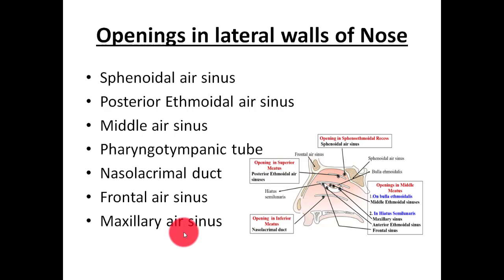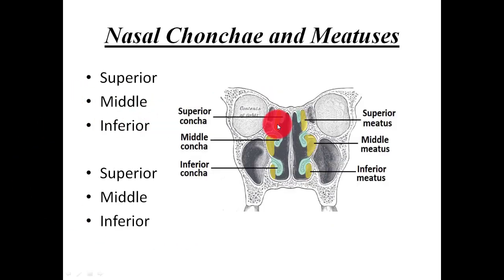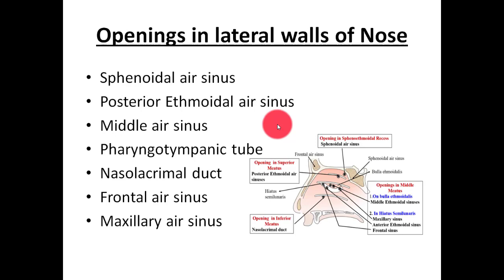Then there are some openings in the lateral walls of the nose. There is the sphenoidal sinus, the posterior ethmoidal sinus, the middle ethmoidal sinus, the pharyngotympanic tube, the nasolacrimal duct, the frontal sinus, and the maxillary sinus. So all these openings are shown in this image. You can find all these openings in the lateral walls of the nose in these images.